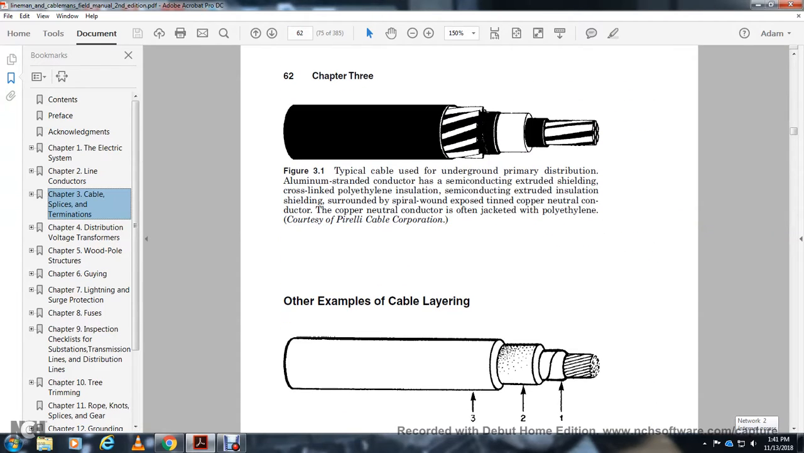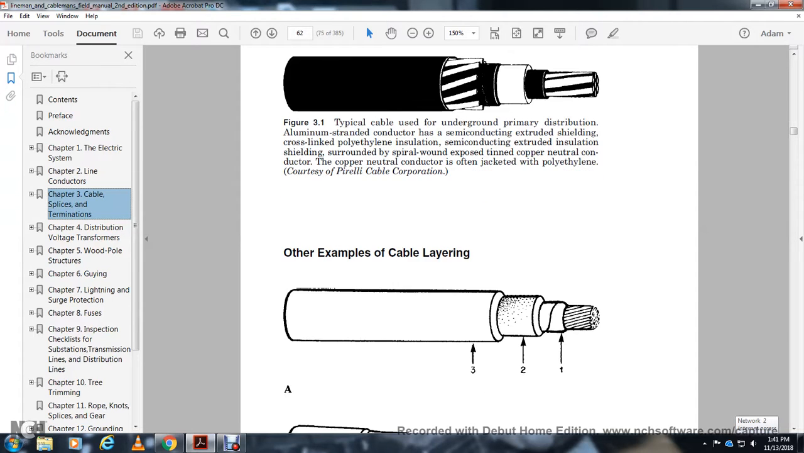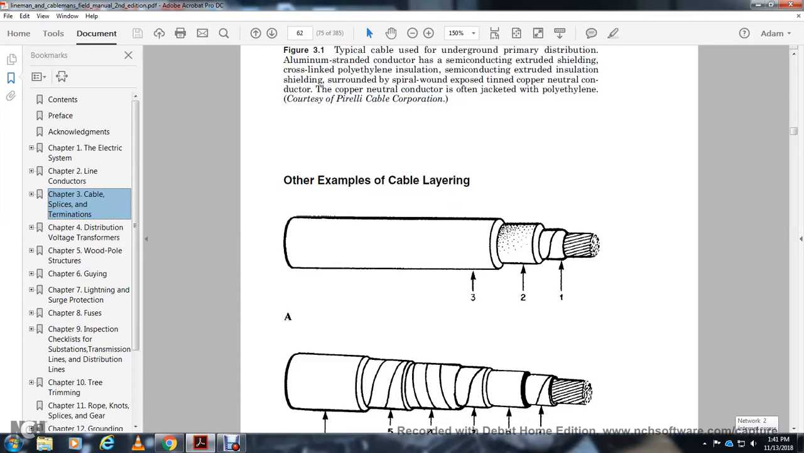Figure 3.1 shows a typical underground primary distribution cable with an aluminum stranded conductor, which has a semiconductor strand shield, with cross-linked polyethylene insulation, and an extruded semiconductor insulation shield, surrounded by a spiral wound exposed tin copper neutral conductor. The copper neutral conductor is often jacketed with polyethylene.